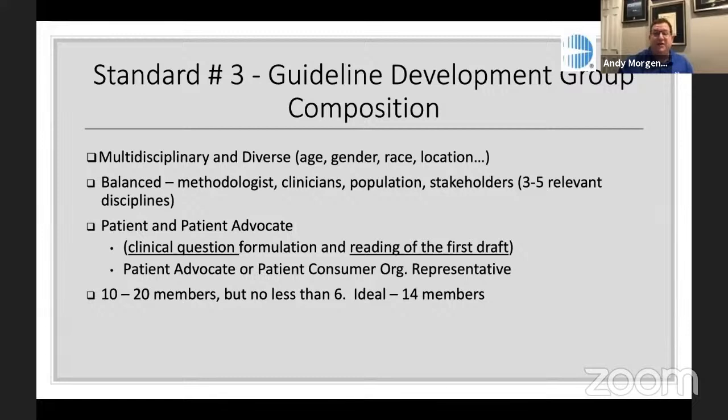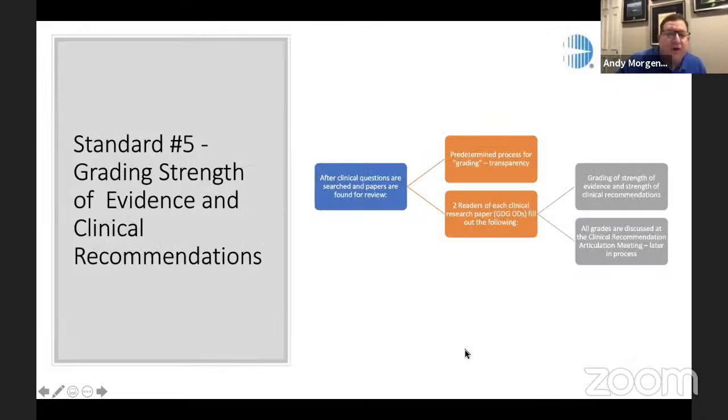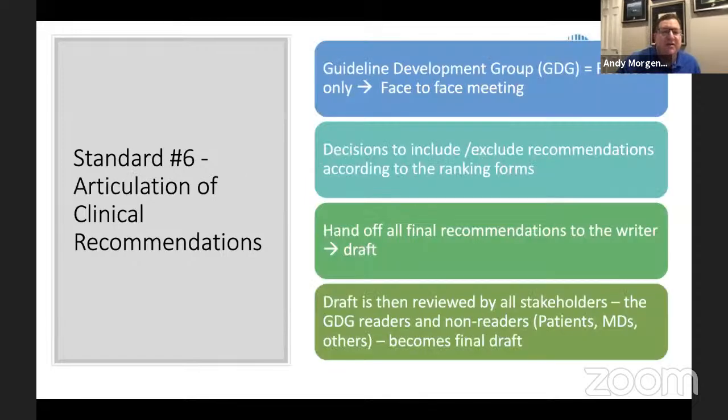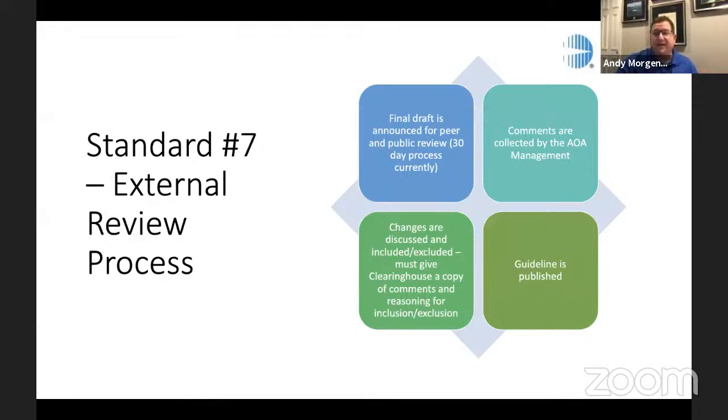And as we're reading it, we also want to have people in there that are methodologists, that understand the process very well, and also patients and stakeholders. And our groups are usually made up of 10 to 20 members. Ideal is about 14 people to write one guideline. We grade the strength and evidence of the clinical recommendation. And you can see here, when we articulate our papers, last night I had an articulation meeting. We have meetings that go over the quality of the paper so we can agree or disagree on the grades of the papers and get the clinical recommendations out of them.